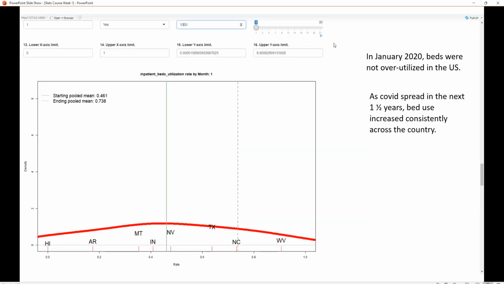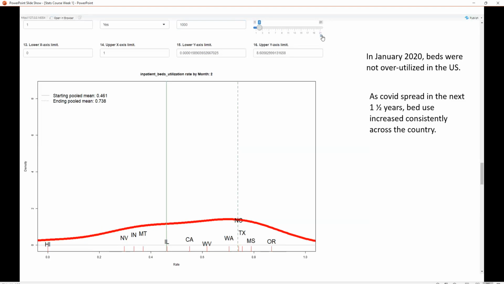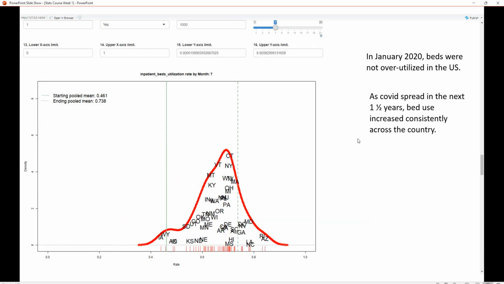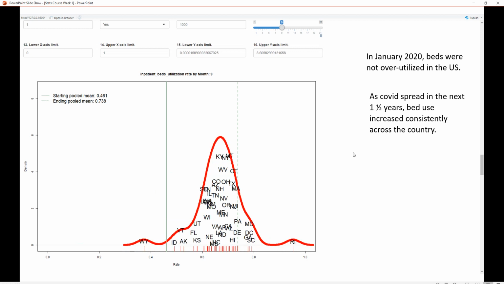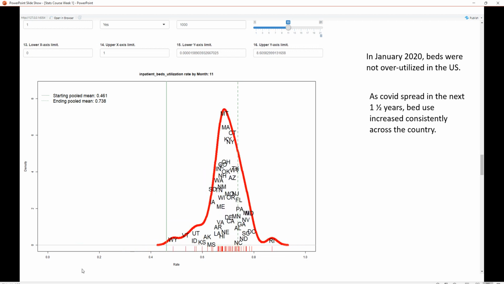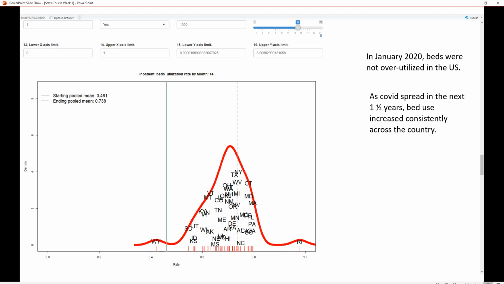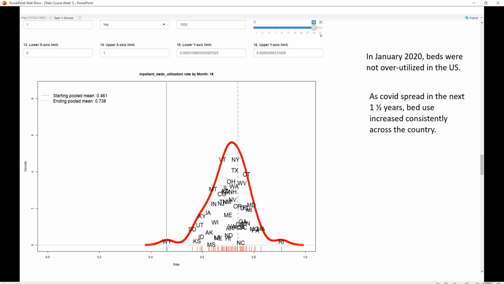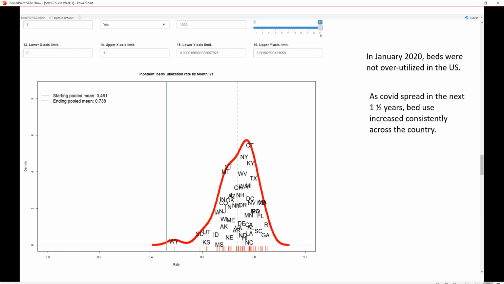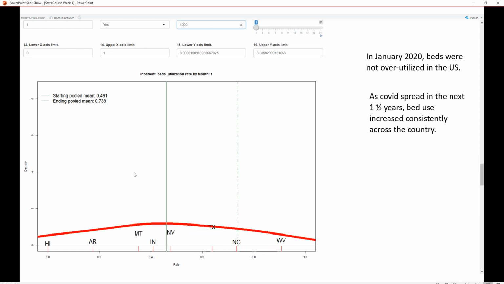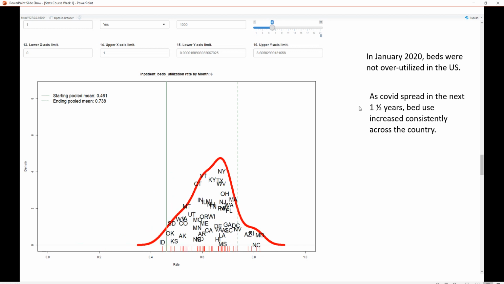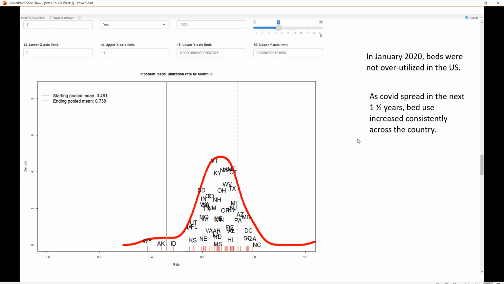And so in this example, we're going to look at density. What you're looking at is something that comes from my Shiny app, and we're looking at COVID data. We're looking at how things changed over time, going back to January 2020. So in January 2020, beds were not overutilized in the U.S. As COVID spread over the next 1.5 years, bed use increased consistently across the country.